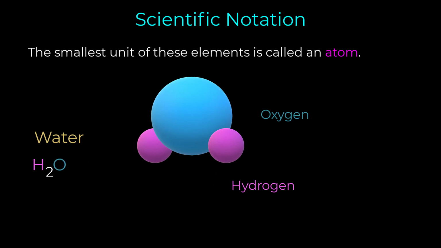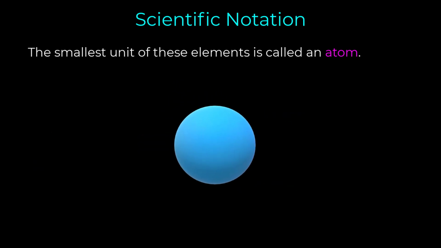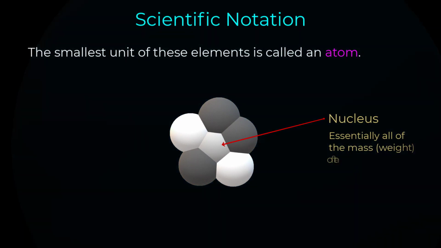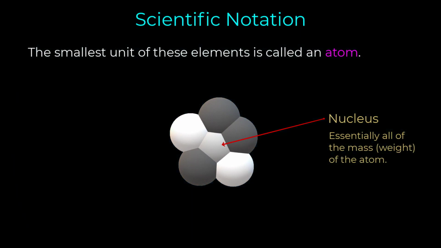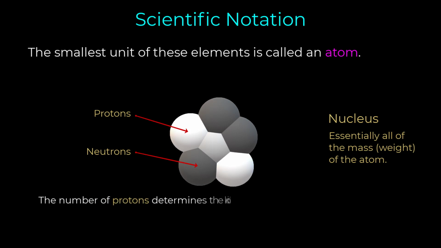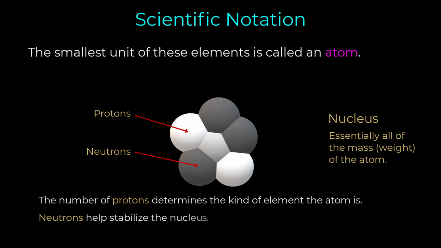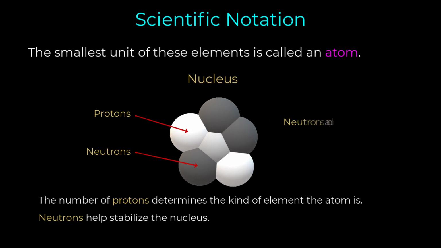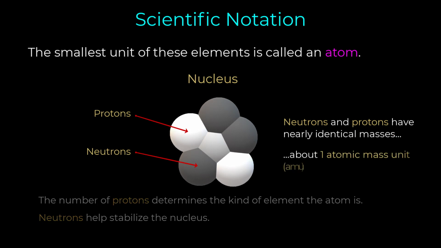Many of us remember a bit about atoms from our high school days. The center of the atom is called the nucleus. The nucleus is essentially all of the mass, or weight, of the atom. In the simplest terms, the nucleus is made up of 2 types of particles, protons and neutrons. The number of protons in the nucleus determines the kind of element the atom is. Neutrons help stabilize the nucleus. Neutrons and protons have nearly identical masses and, for our purposes, both have a mass of 1 atomic mass unit.